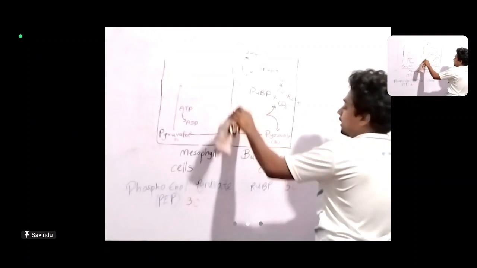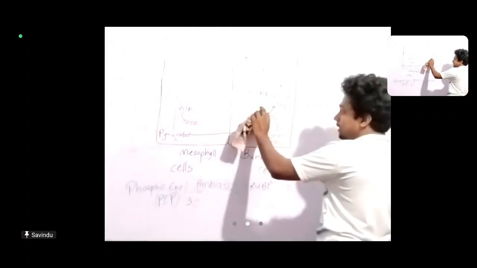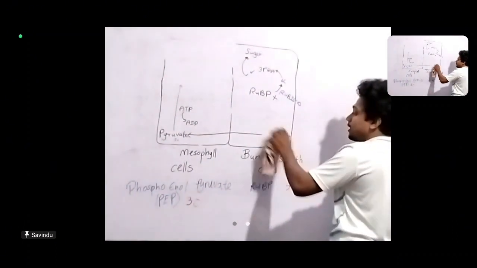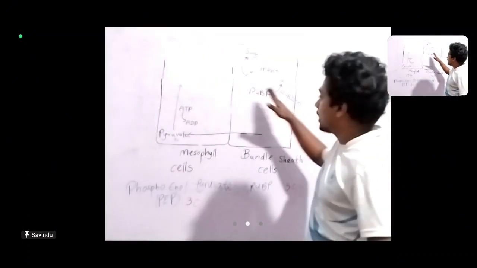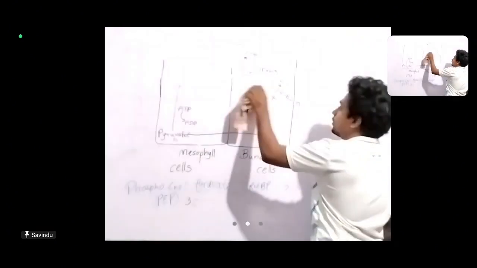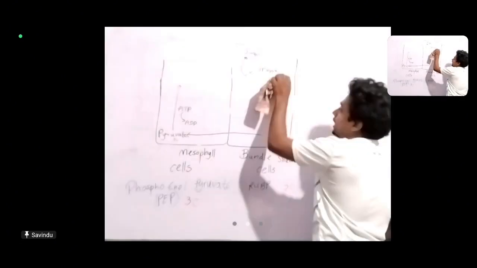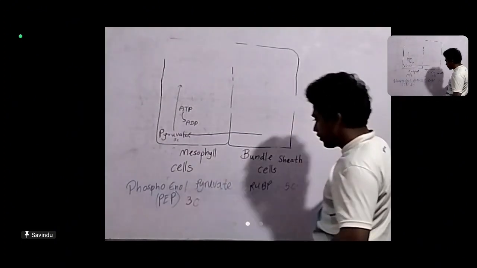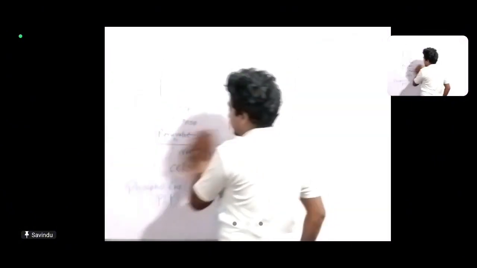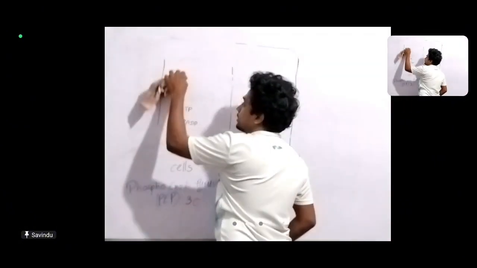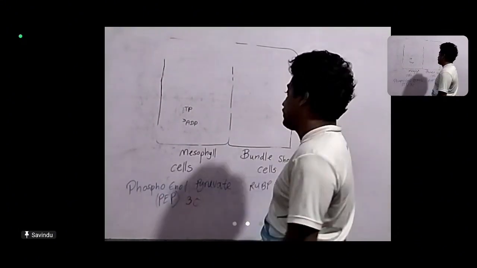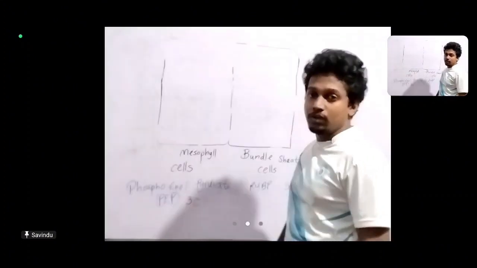Diffused into the bundle sheath cells, where it releases carbon dioxide and makes pyruvate, which has 3 carbons. The carbon dioxide is then refixed by RuBP with the help of Rubisco, and then goes into the Calvin cycle and makes sugar. The pyruvate goes back to the mesophyll cells, and then using ATP, PEP, phosphoenolpyruvate, is regenerated.